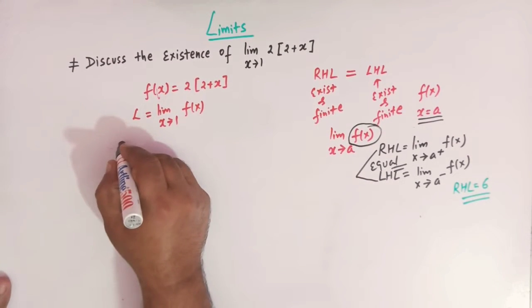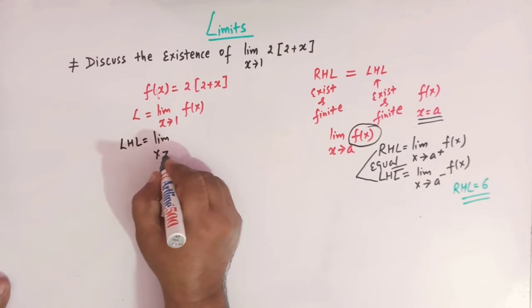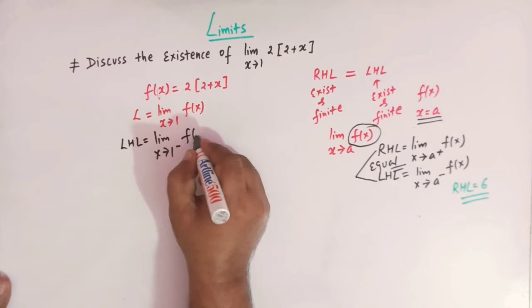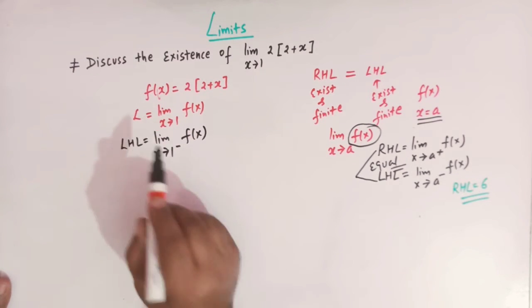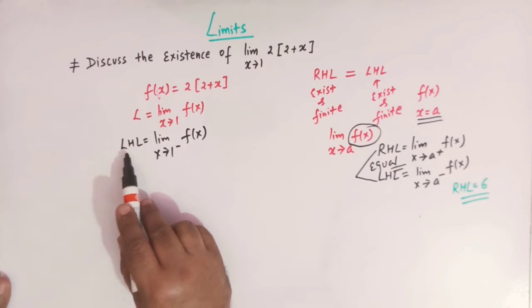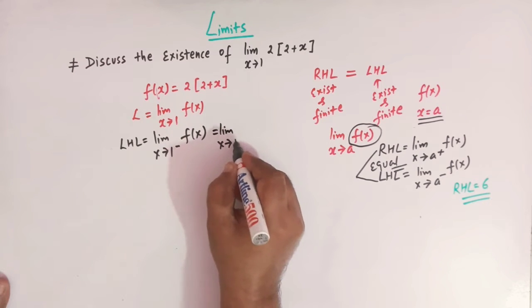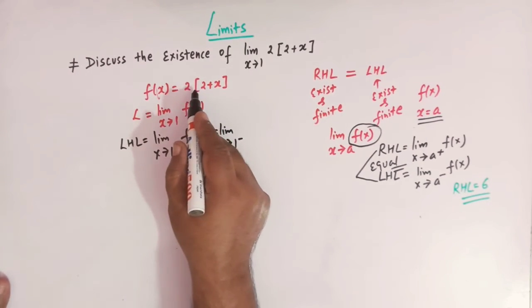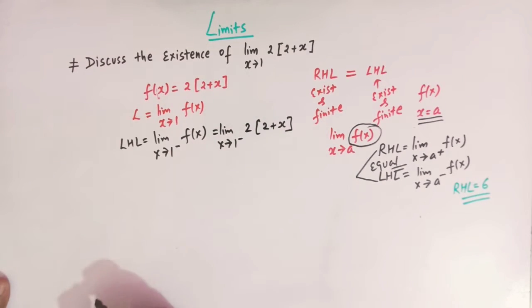So now the left hand limit is given by limit. Here we have x tends to 1 minus f of x, right? So the negative sign shows that we are calculating the left hand limit. So here we have limit x tends to 1 minus, and for f of x we can write 2 times greatest integer of 2 plus x, right?